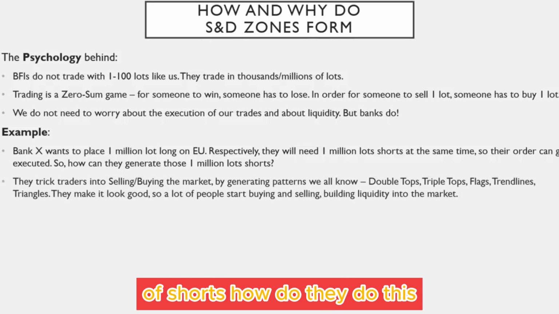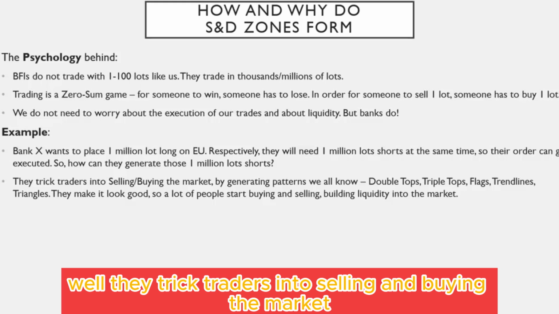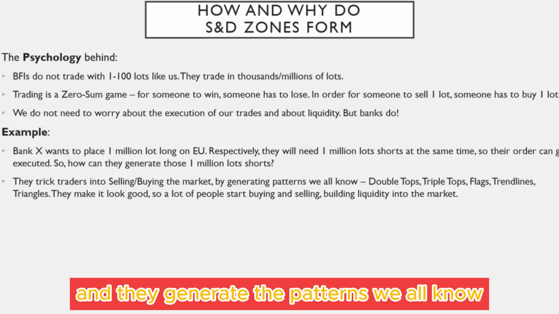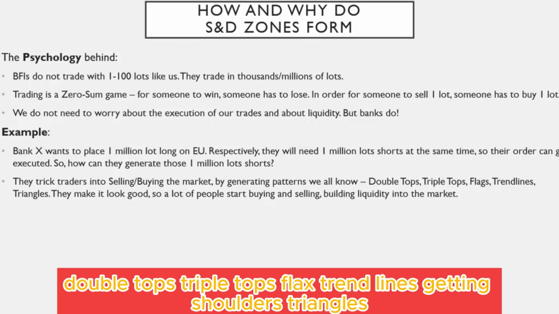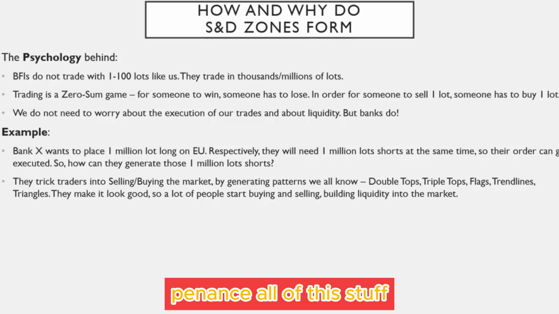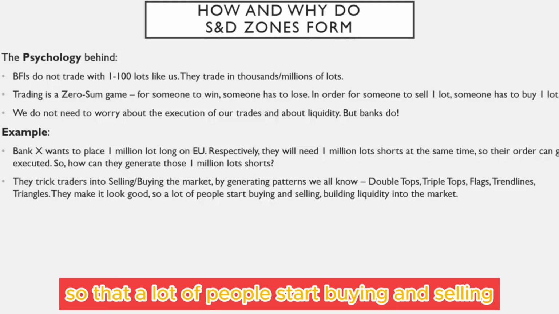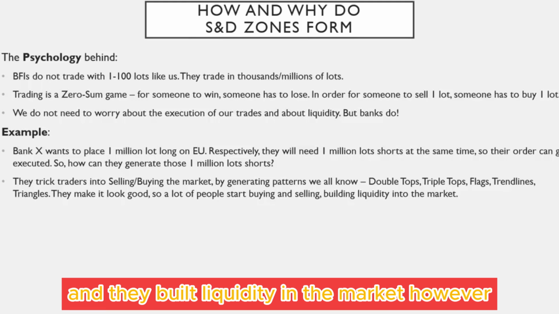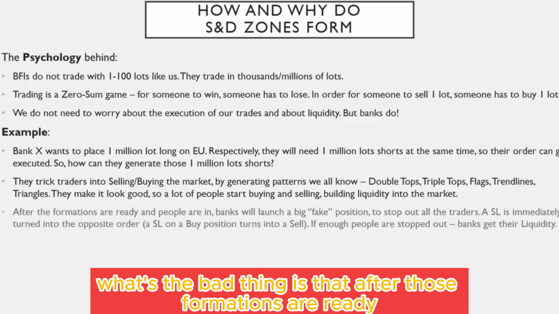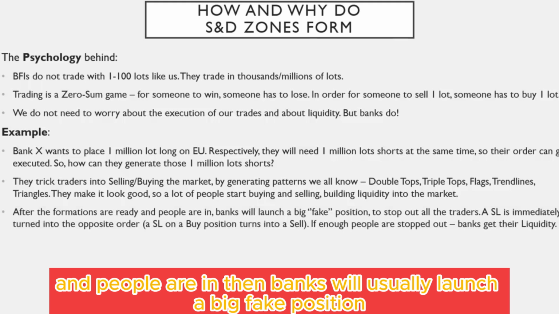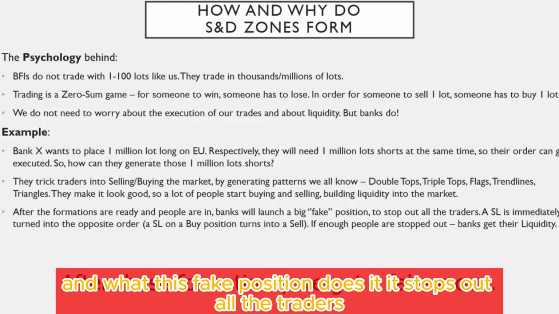How do they do this? Well, they trick traders into selling and buying the market, and they generate the patterns we all know. Double tops, triple tops, flags, trend lines, head and shoulders, triangles, pennants, all of that stuff. And they make it look really good so that a lot of people start buying and selling, and they build liquidity in the market. However, what's the bad thing is that after those formations are ready and people are in, then banks will usually launch a big fake position. And what this fake position does, it stops out all the traders.